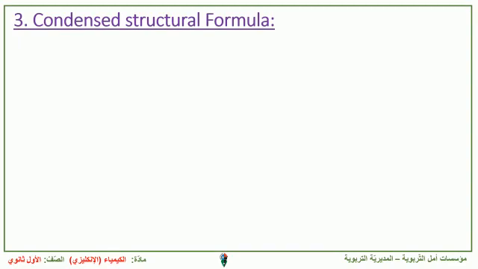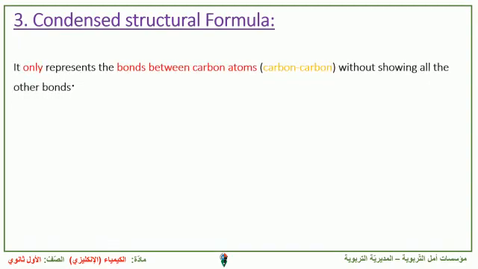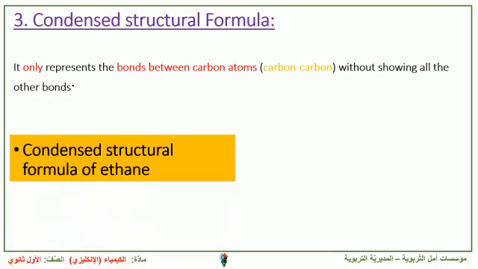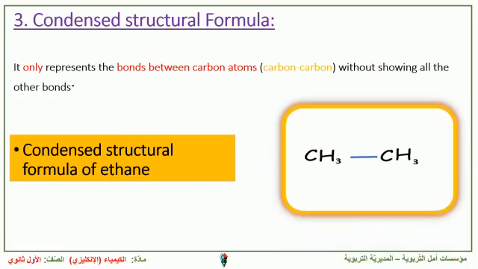Condensed structural formula. It only represents the bonds between carbon atoms, carbon-carbon, without showing all the other bonds. Condensed structural formula of ethane, as we could observe, shows only the bond between the two carbon atoms.